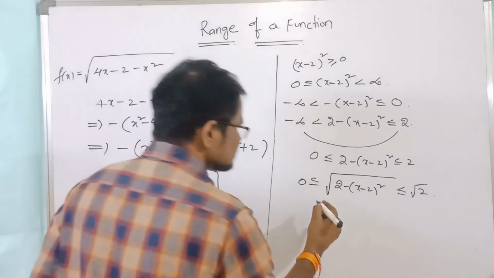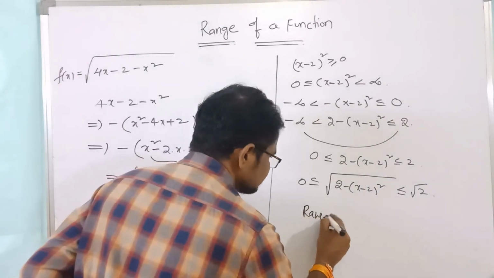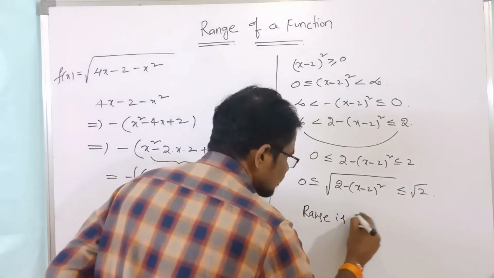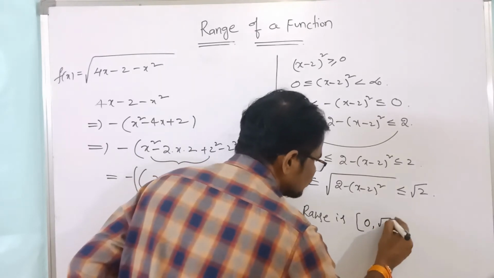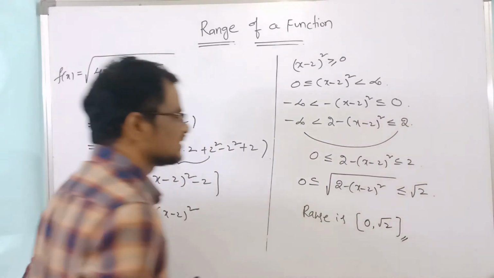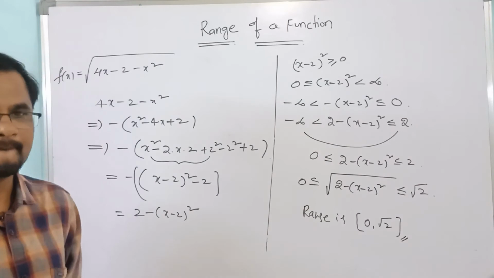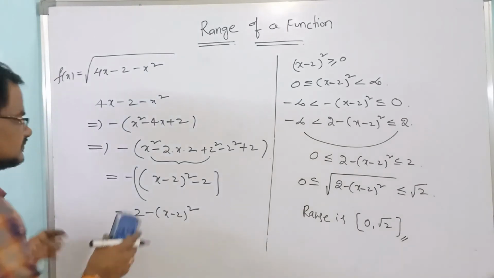Now what is the range of this one? Range is the closed interval 0 to root 2. Right? Like this we have to find. Next.